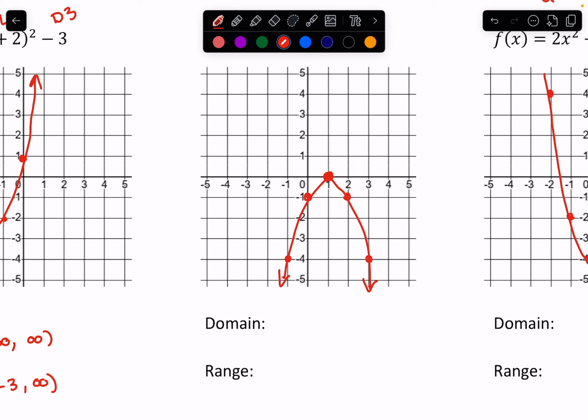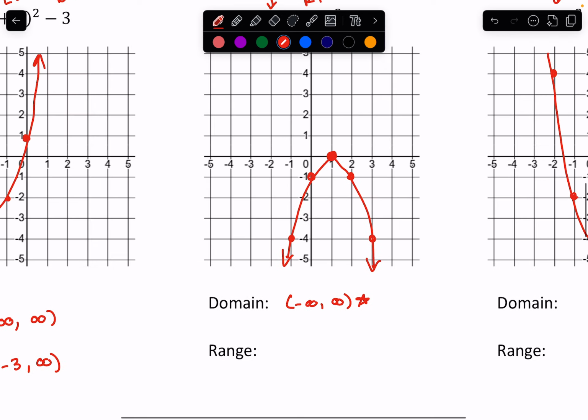Okay, the second example, domain, it goes to the left forever, it goes to the right forever. I'm going to give you a hint. The domain of a parabola is always negative infinity to positive infinity. That is always the domain. They go left and right forever. Now the range is what's not always the same. This function, the arrows point down, which means it's going to go down forever. So my range would be negative infinity, and then it goes up until it hits 0. But it never goes above 0, so I would put 0 in a bracket for my range.